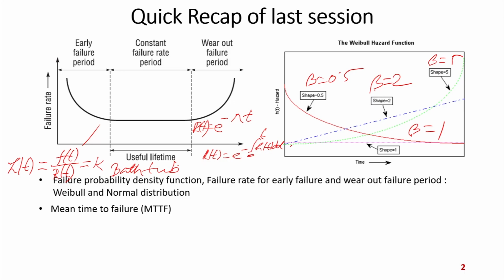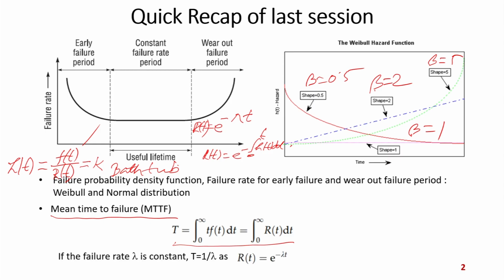Then we derived the expression for the mean time to failure. When the failure rate is constant, we have seen that the mean time to failure is 1 by the failure rate. So, these are the things we studied in the last session.